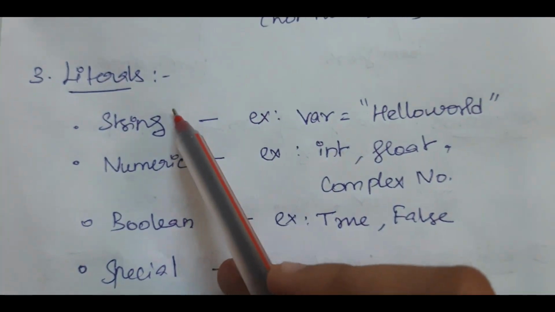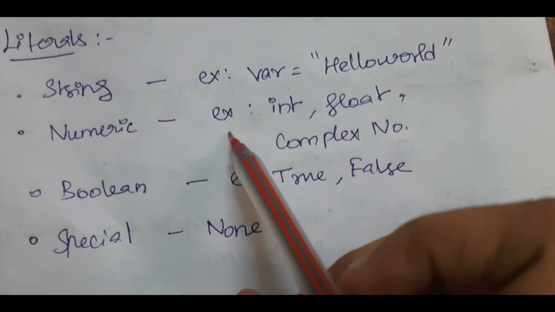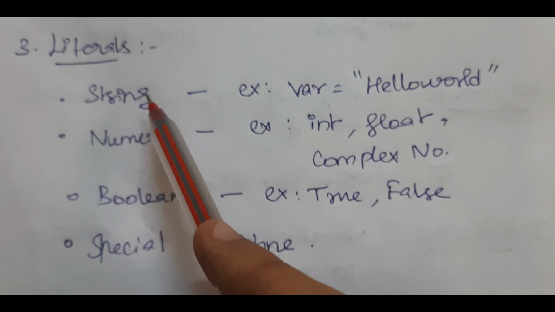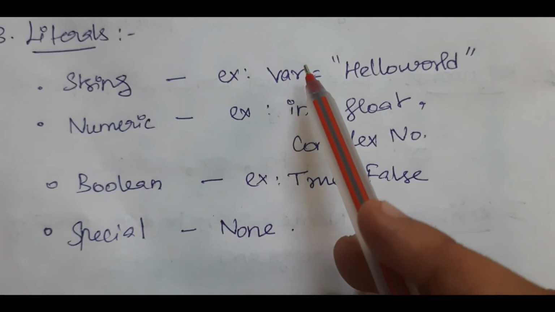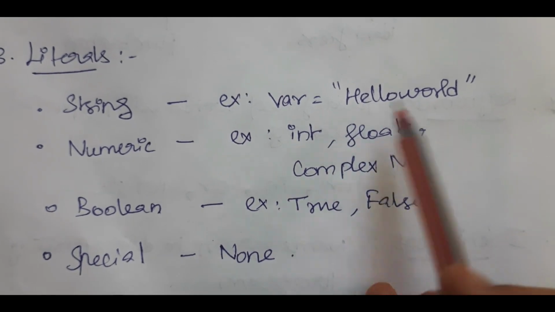And now let's see literals. So literals are the data items that have a fixed or constant value, and there are several types of literals present in Python. So the first one is string. A string is a sequence of characters surrounded by quotes. So this is how a string should be given and declared.